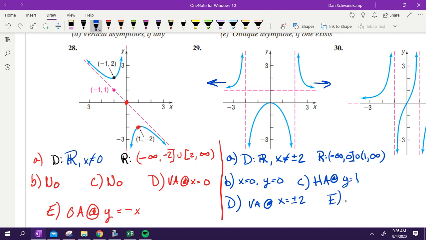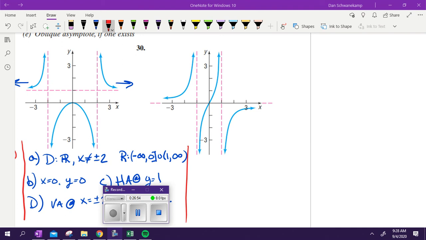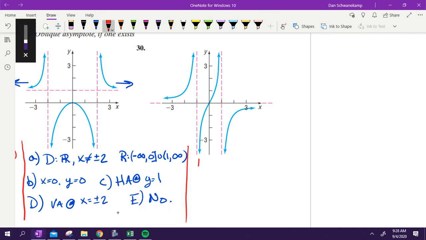Do I have an oblique asymptote on 29? No. Okay, try that one more time with that last one. See what you can do with that. So if we were doing domain, all real numbers, but x cannot be, show me with your fingers, what two numbers can x not be? X cannot be plus or minus 1.